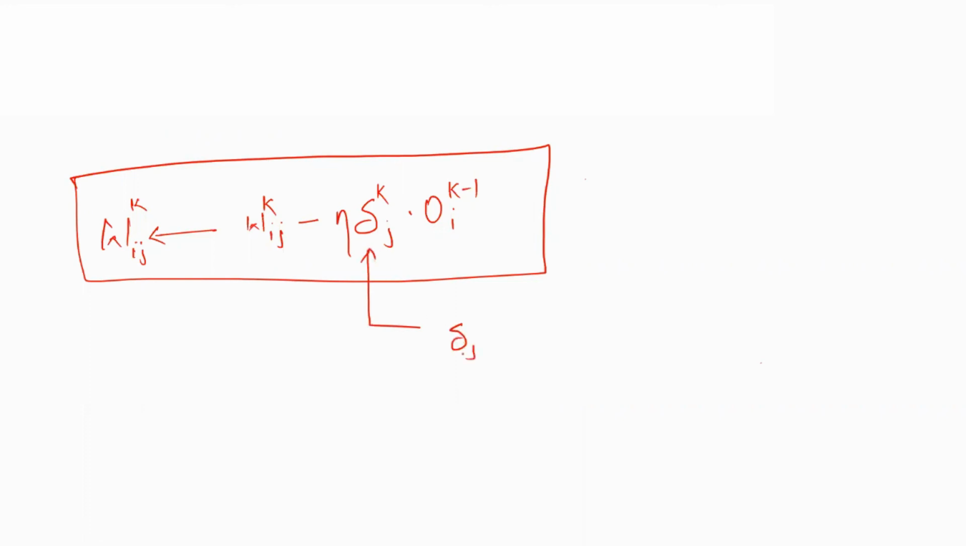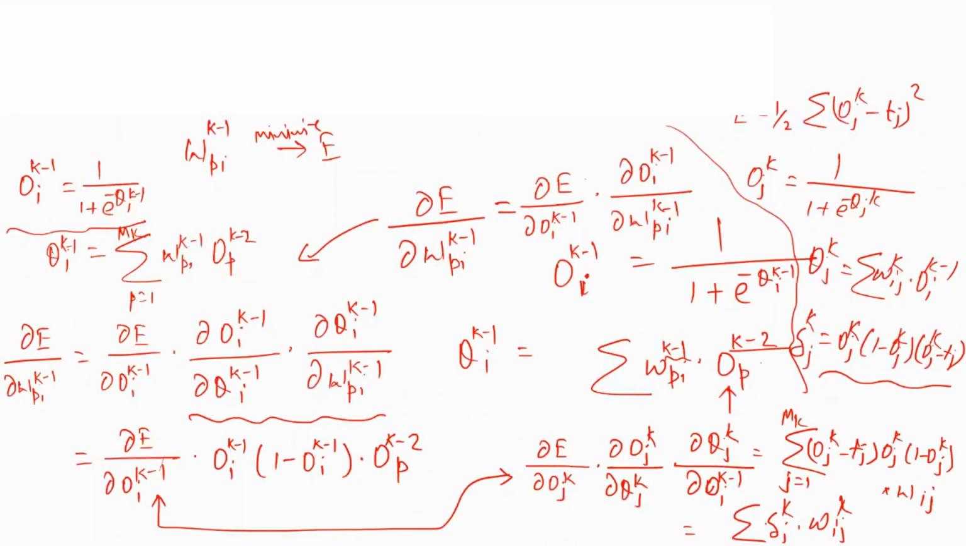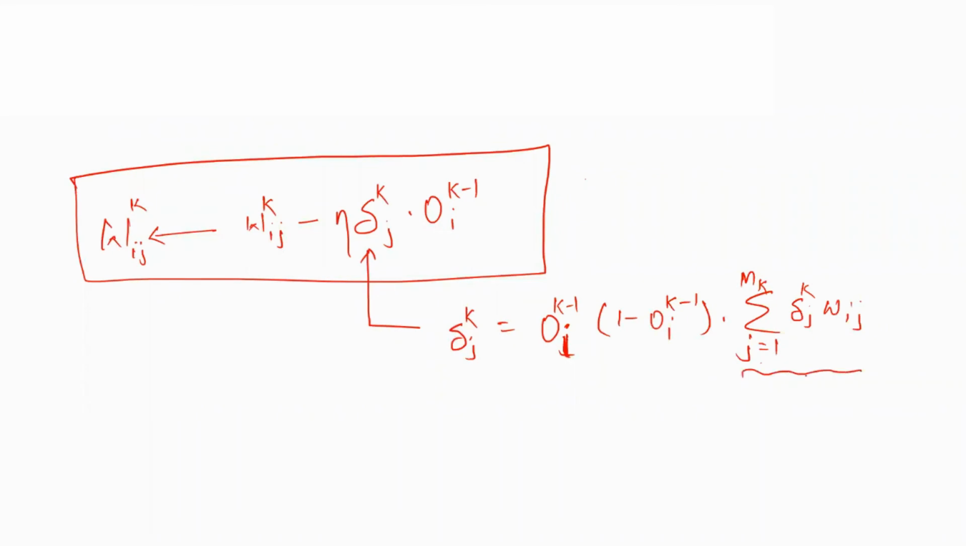This delta j k, we assume that it is coming to the jth node. So it will be the ith node, the previous node, meaning the input one for the k minus 1th layer, into 1 minus o i k minus 1, into the summation of j equals 1 to m k of delta j k w i j. We are taking it from here only. This value is nothing but this value; the entire value I am putting here. So this is basically the weight updation rule at any node in the hidden layer.